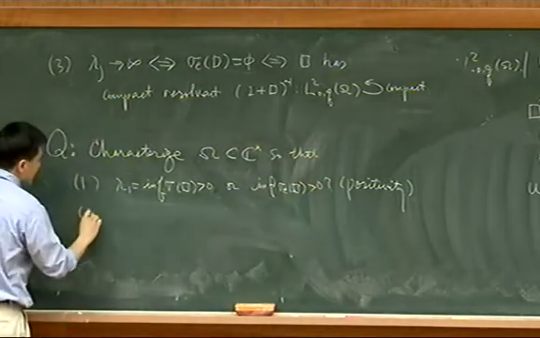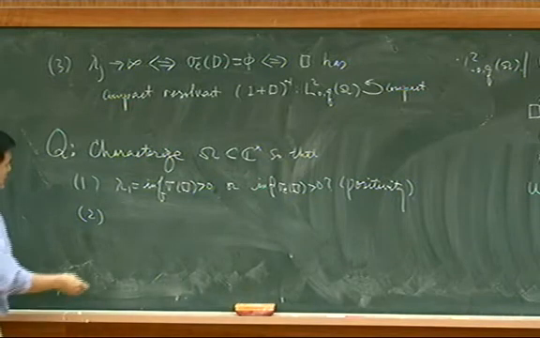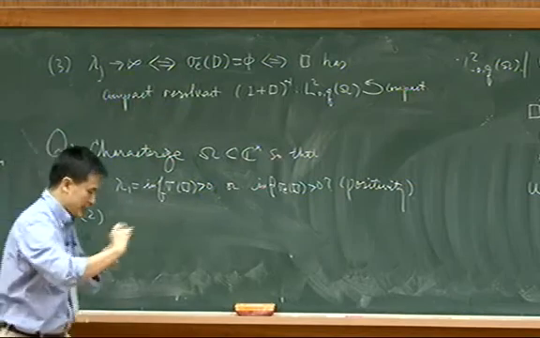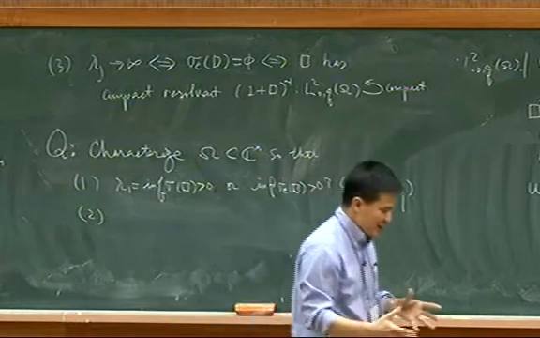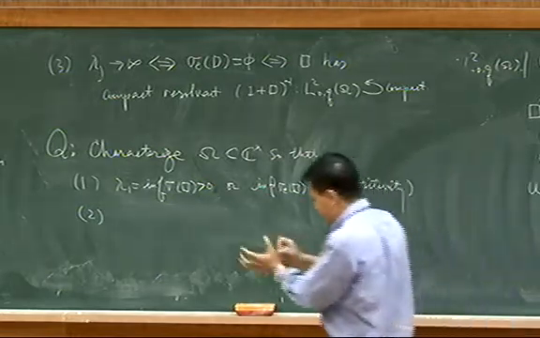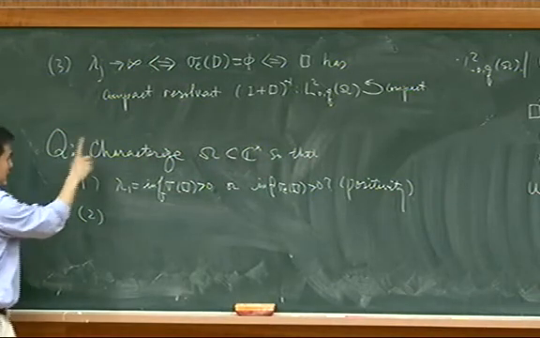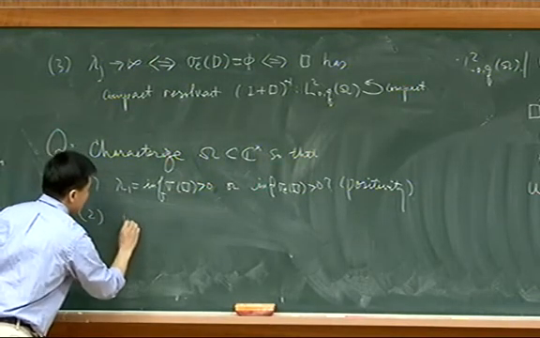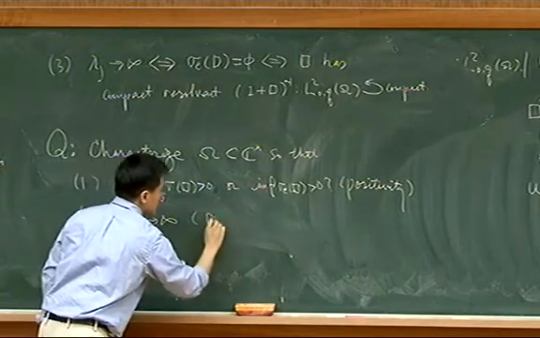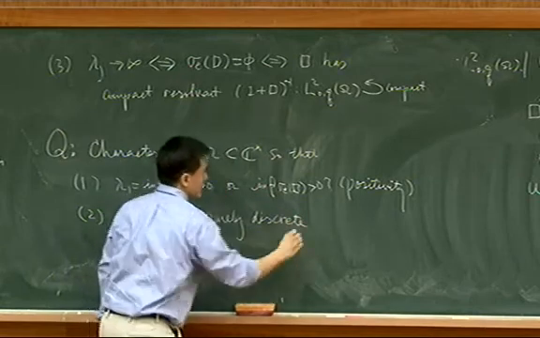The second one is the purely discrete spectrum question. This means that the spectrum is purely discrete. It's like the Hodge Laplacian that occurs in Professor Kim's talk, where the spectrum is always discrete. But in this case it may not be. So this is asking when lambda j goes to infinity. This is the purely discrete spectrum problem.